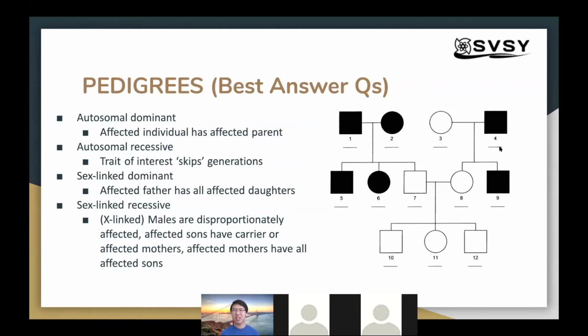Sex-linked recessive traits, males are disproportionately affected. Are they disproportionately affected? Kind of. You can't say for sure here. It's not a really clear result. Affected sons have carrier or affected mothers. Affected mothers have all affected sons. So do the affected sons have carrier or affected mothers?